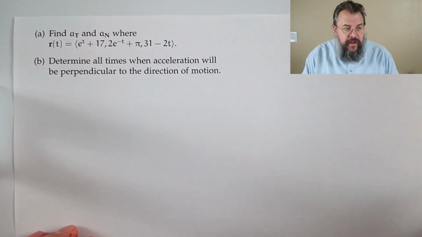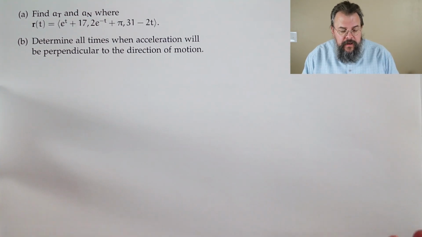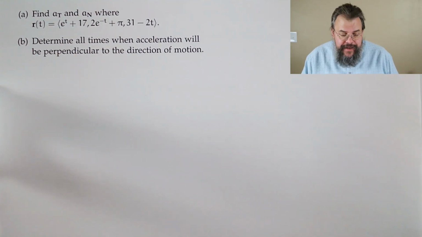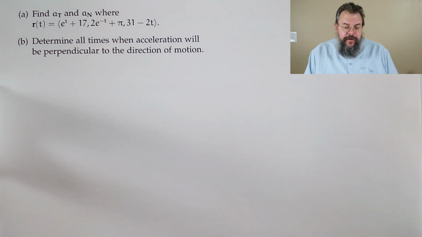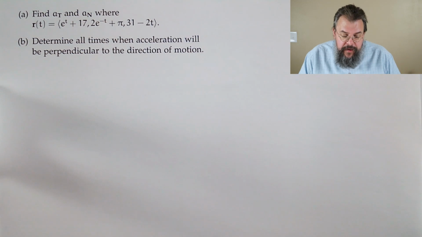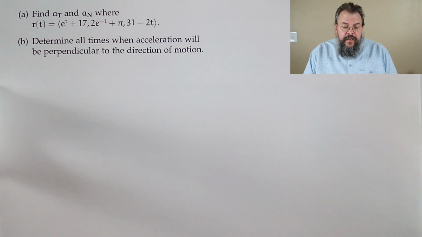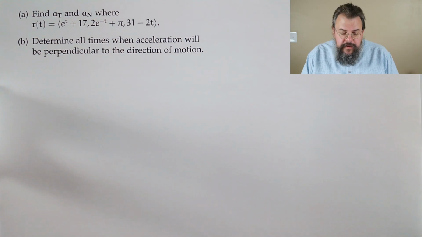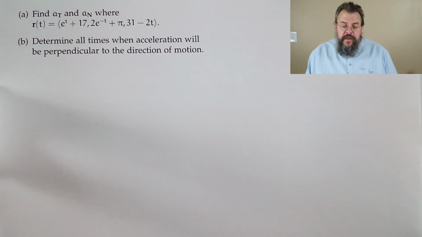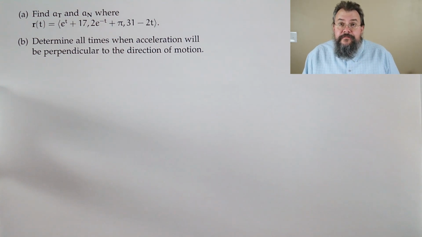All right, well, let's go to our next one. So, find a sub T and a sub N where you have r of t is e to the t plus 17, and 2e to the minus t plus pi, and 31 minus 2t, and determine all times when acceleration will be perpendicular to the direction of motion.